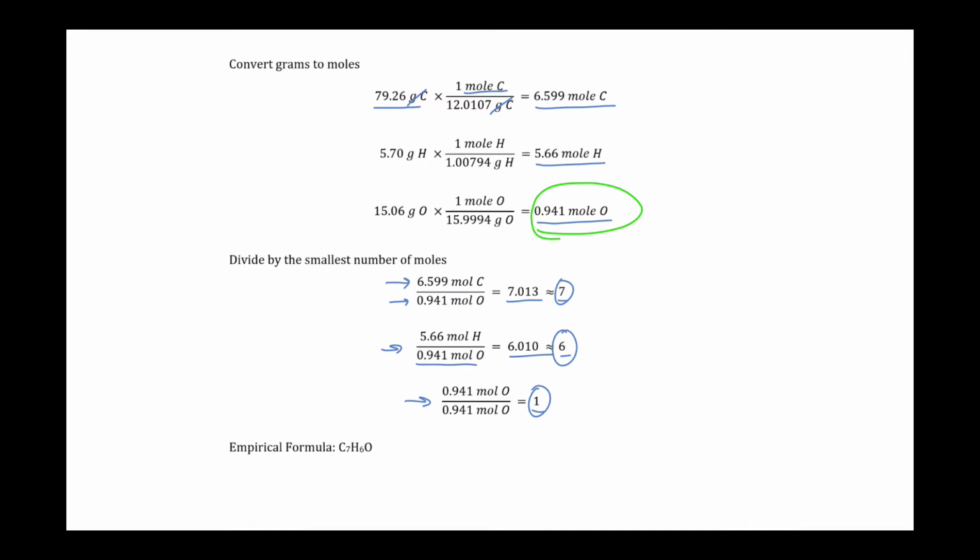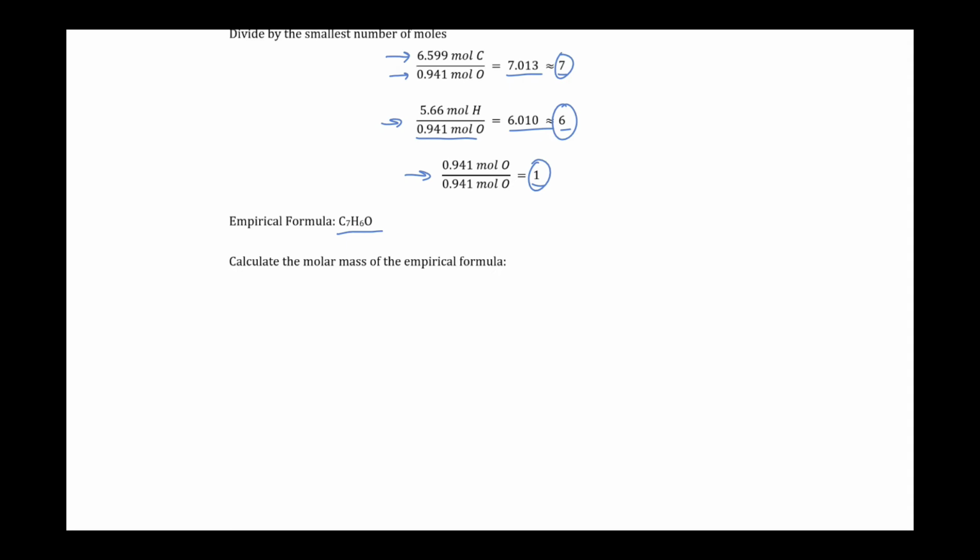So here is our empirical formula, C7H6O. So we have completed our first task. We have found the empirical formula for this unknown compound. The next part of the question asks us what the molecular formula is. The first thing we need to do is calculate the molar mass of the empirical formula.